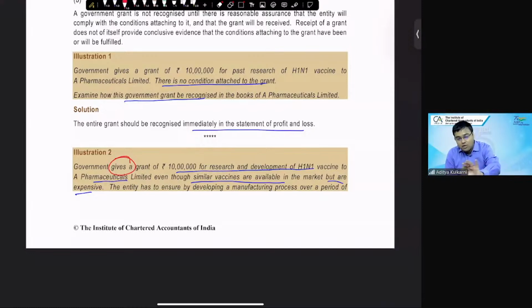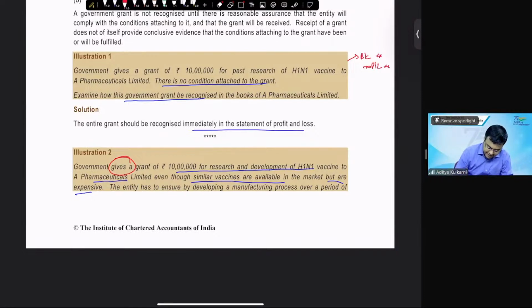But can it book income from this grant? Think and answer. This is not related to the past. This is related to the future. What is the condition? In the next 2 years, a vaccine should be developed with a cost reduction of 40%. Yes or no? Yes, sir. So in the first case, it is bank account debit to P&L.